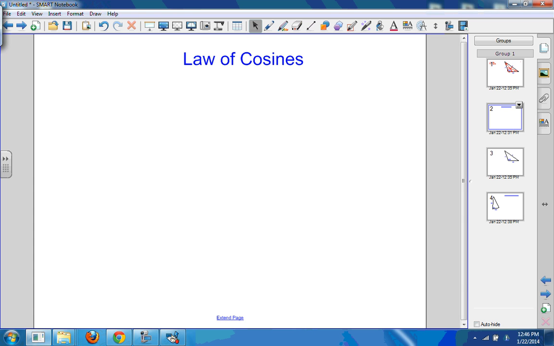Now what the law of cosines says, it's written kind of similar, you'll see, to the Pythagorean theorem. What it says is, if we have an unknown side and we square it, it's equal to the sum of the squares of the two other sides, minus 2 times the other two sides multiplied together times the cosine of the angle opposite of A.